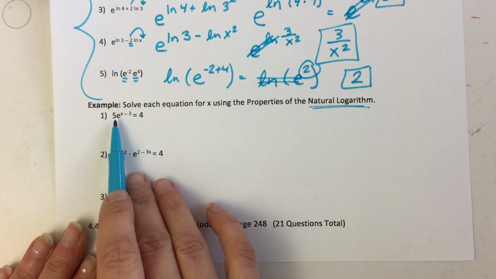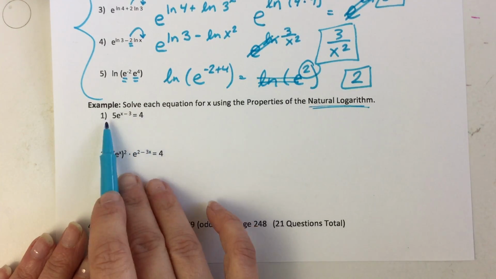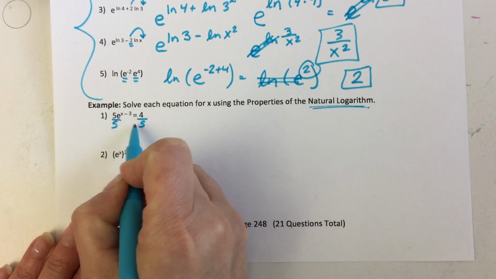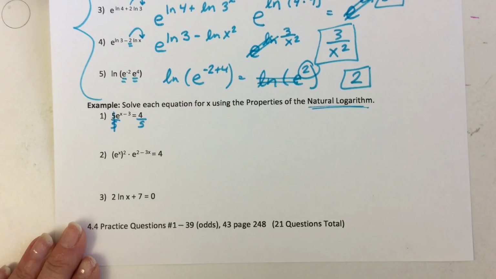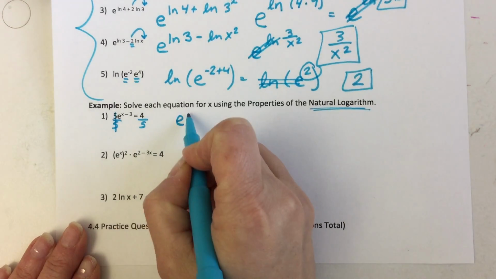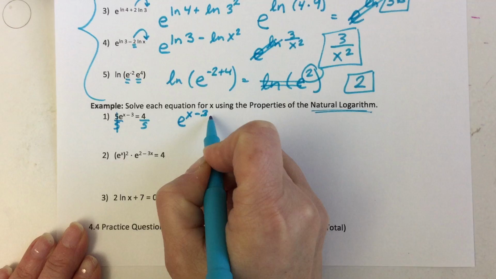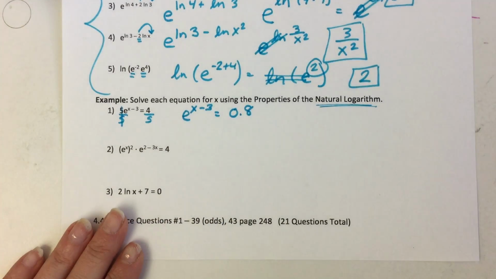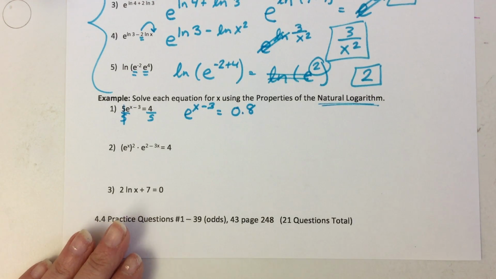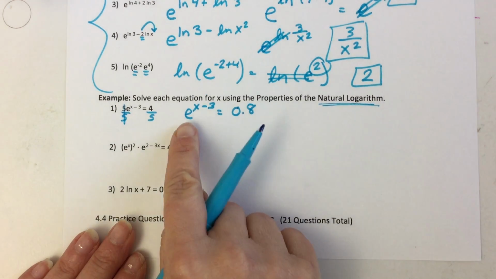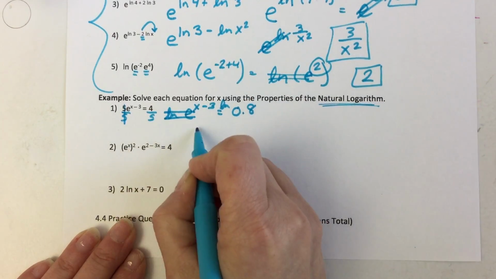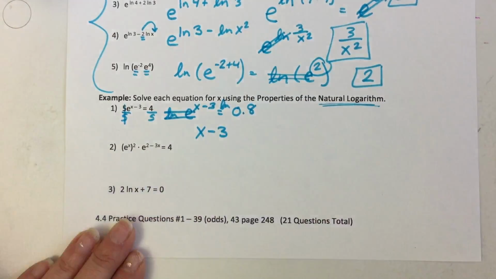Right now, I could not take the natural log of both sides and cancel an e because that 5 is in the way. So step 1, you would want to get rid of that 5 by taking 4 divided by 5. So I'd have e to the power of x minus 3 equals 4 divided by 5. You could leave it as a fraction, or you could put the decimal representation 0.8. Now, to cancel an e, you take the natural log. Natural log cancels an e, so I have x minus 3.